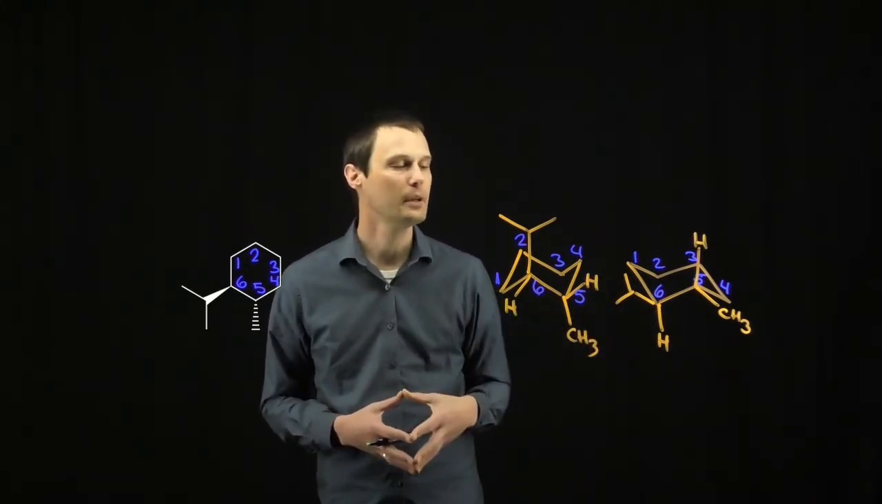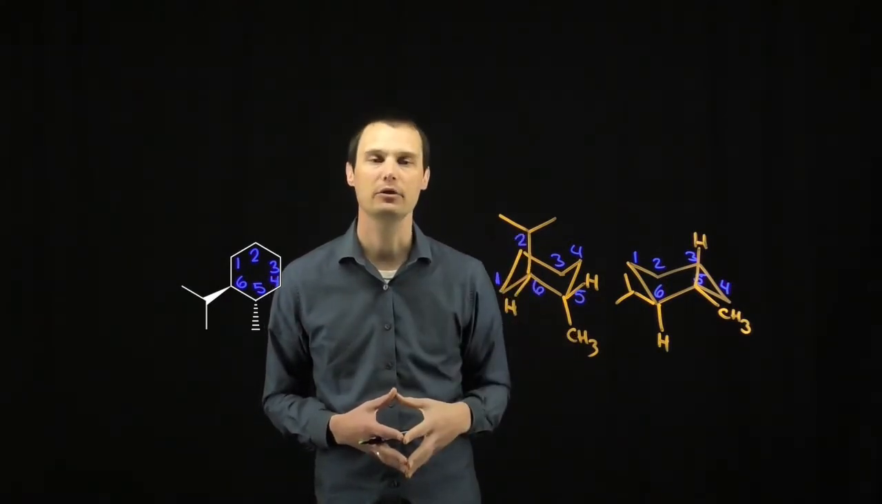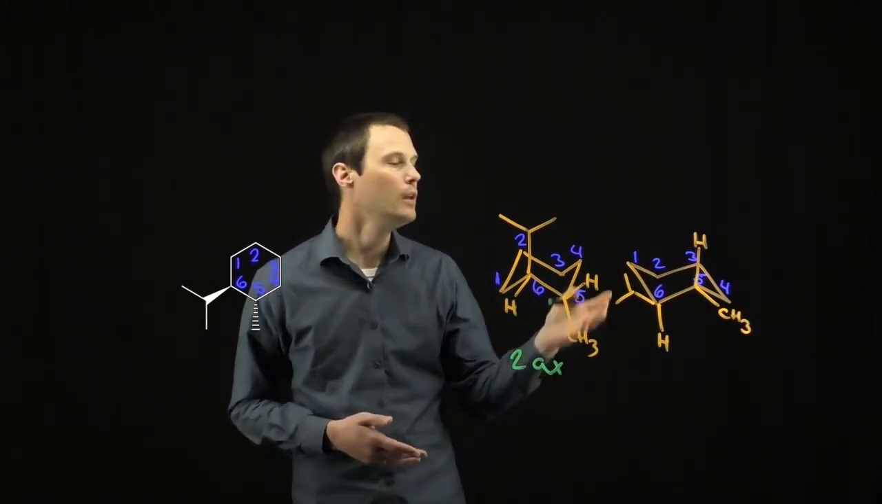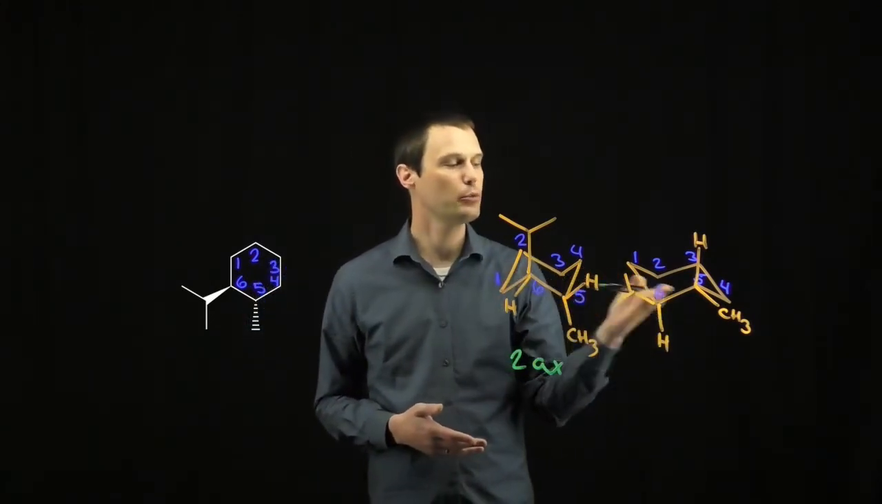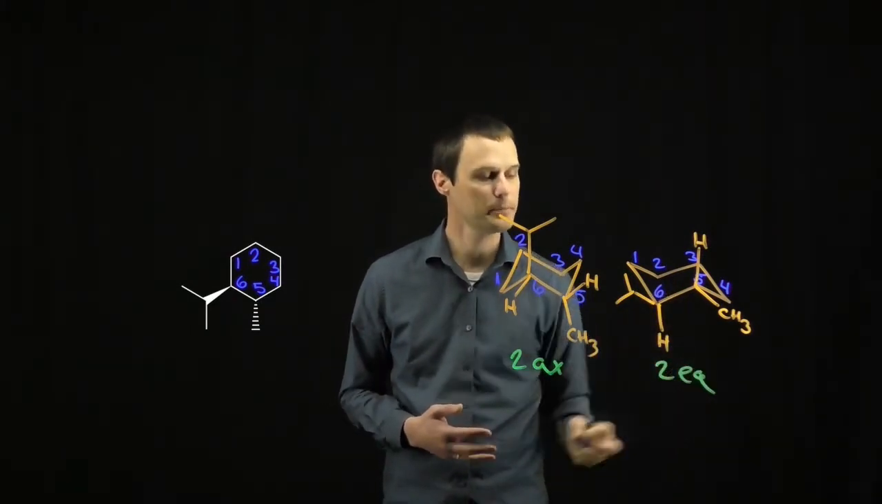The structure on the left has an isopropyl group in an axial position and a methyl group in an axial position. So that's two axial groups. The structure on the right has the isopropyl and the methyl group both in equatorial positions. So that's two equatorial groups.